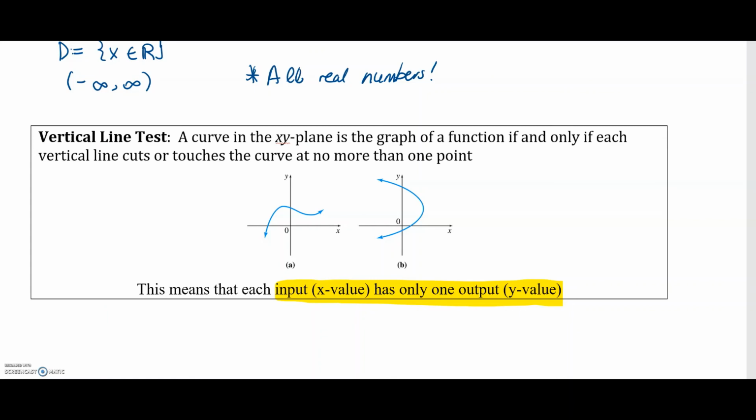So we can see in part B with this sideways parabola, we're able to draw a vertical line. For one value of x, you can see here it has two values of y, so not a unique value of y. Therefore, it is not a function. Whereas the first one was a function because each value of x has only one output.